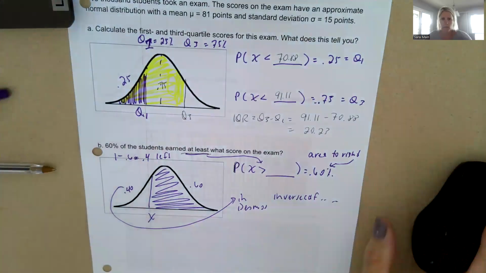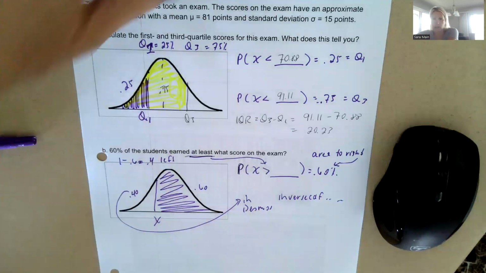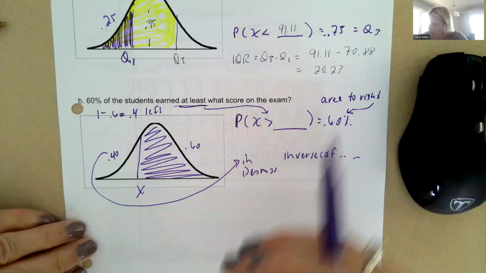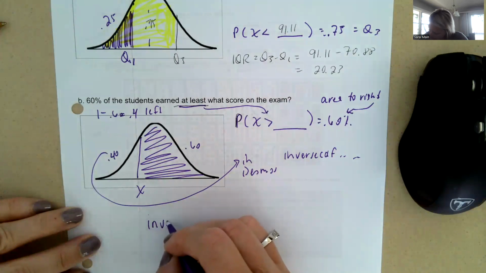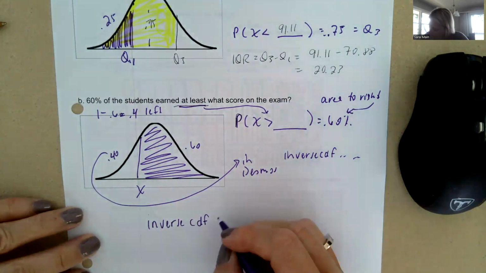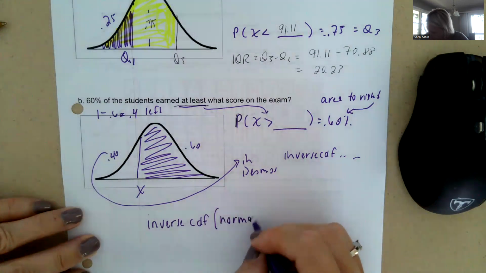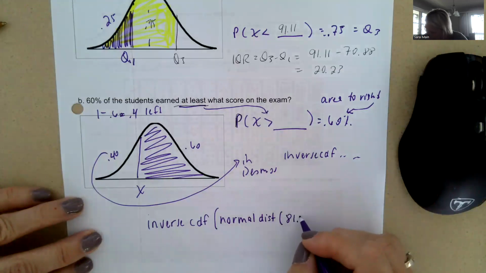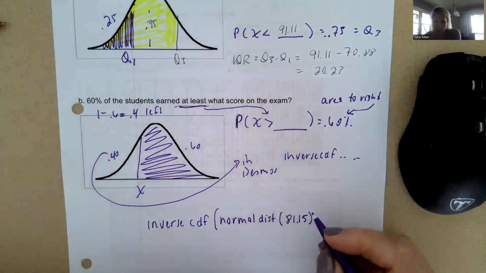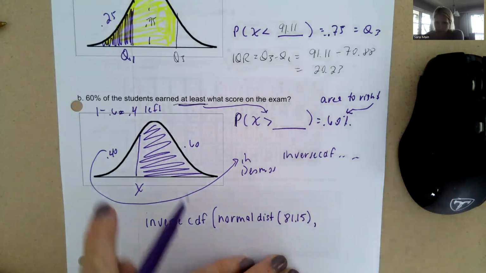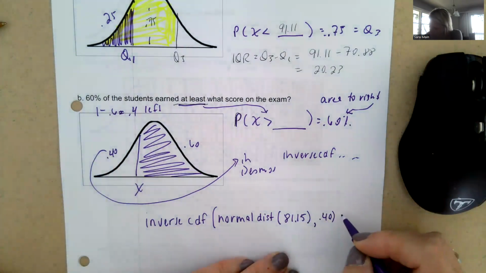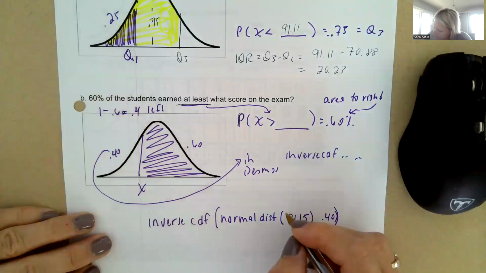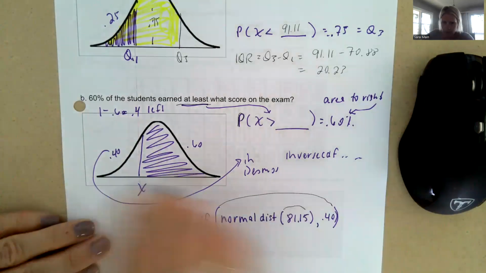And so let's go and put that in. Let's write it out right now so that you know how it should be typed. Now remember, you're going to copy my Desmos so that you can have it for yourself. So it's going to be inverse CDF, parentheses, normal dist, D-I-S-T, parentheses, the mean of 81, comma, 15, okay, parentheses, close it out, and then do a comma for the area to the left, which is 0.40, and then a big parentheses. Okay, so these two should have parentheses together, and then these two should have parentheses together.